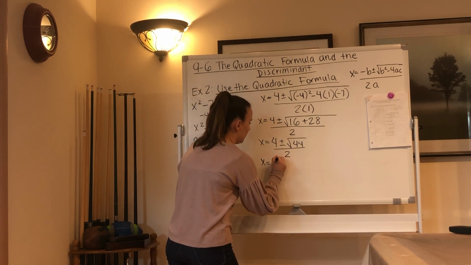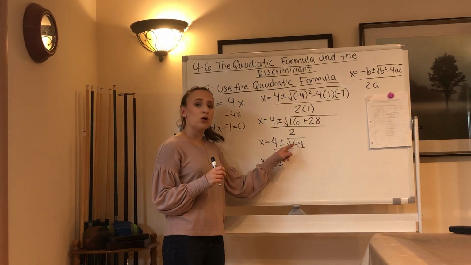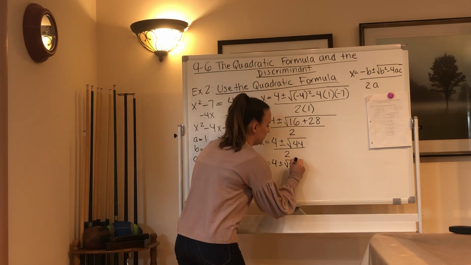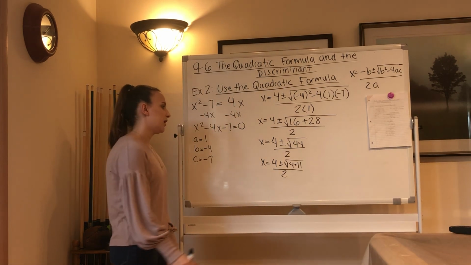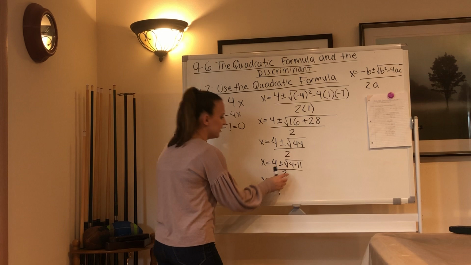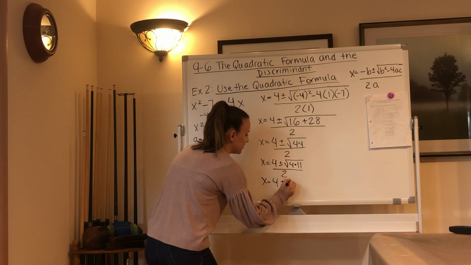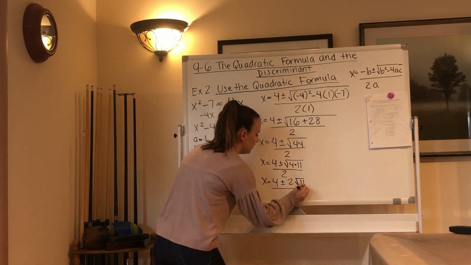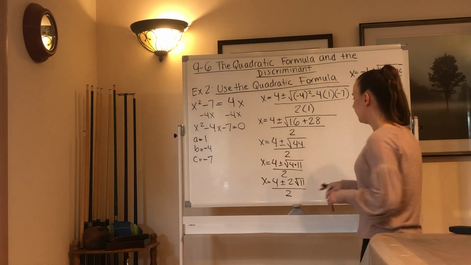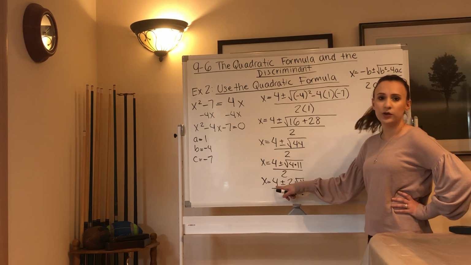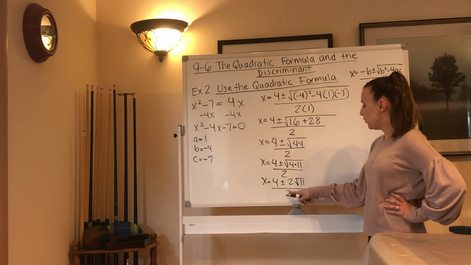X equals 4 plus or minus. We can simplify this radical as we learned in class. We can simplify it to 4 times 11 over 2. Now the next step is that the square root of 4 is 2, so that comes out. So now we have 4 plus or minus 2 radical 11 over 2. Next, we're going to actually divide 2 into 4, and we're going to divide 2 into 2. So 2 goes into 4 twice, and 2 goes into 2 once.